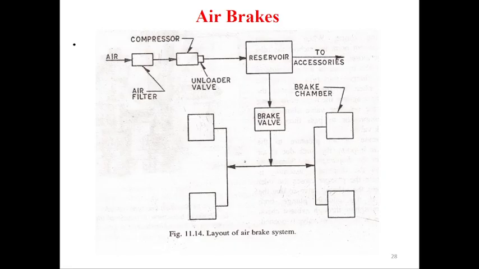The air then moves through the unloader valve into the reservoir, and this reservoir supplies compressed air to the accessories. The compressed air from the reservoir comes to the brake valve and is applied on the front wheel and rear wheel. When it is applied on the front and rear wheels, it acts on the brake chambers. The brake chamber generates the braking power from the air compressor, and this compressed air is applied on them.